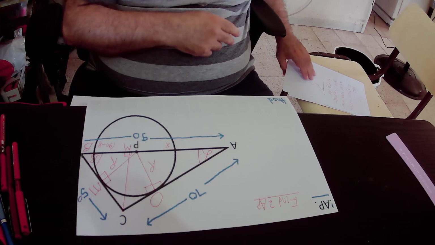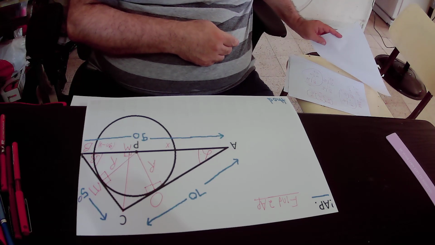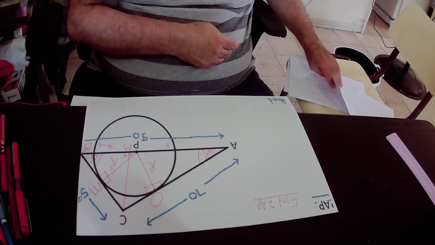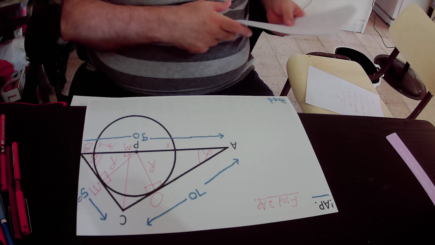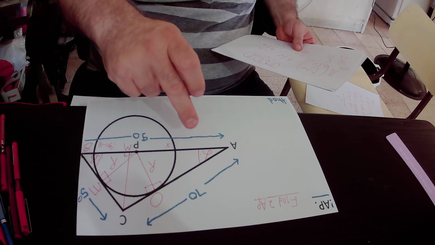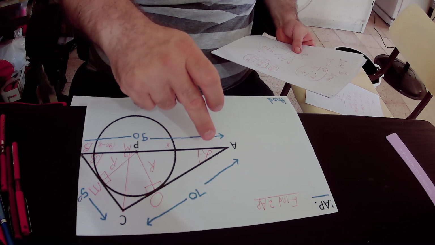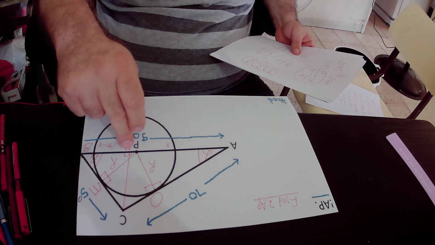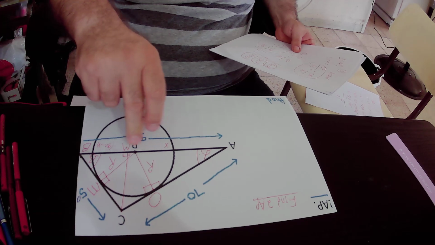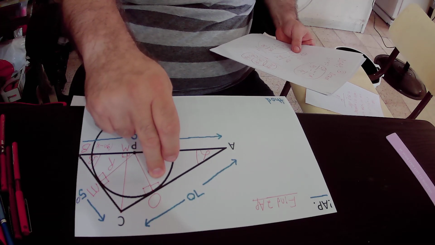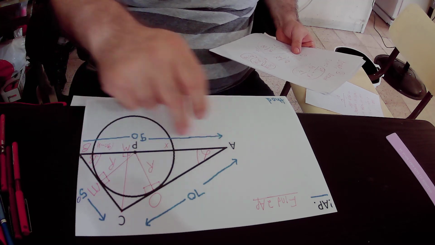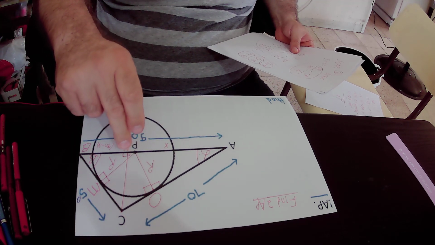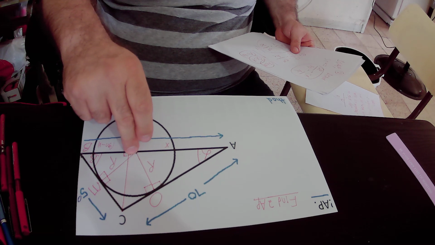Okay, and then we focused on triangle OAP, that is a right triangle because this angle is 90 degrees, and triangle CAM, that is also a right triangle because this angle is 90 degrees.